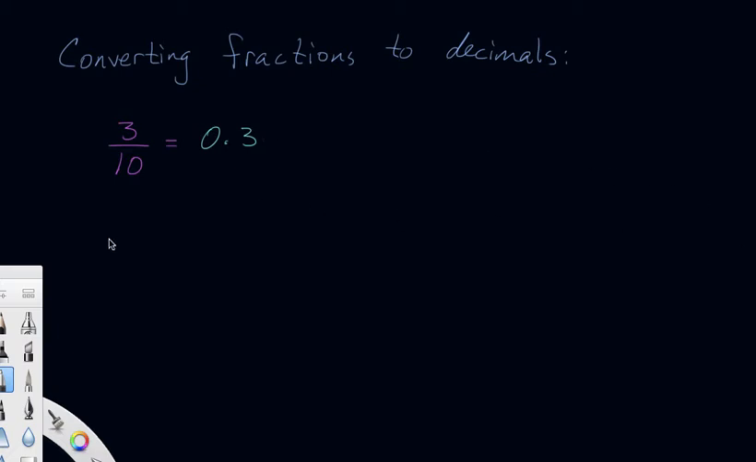Now, what if it gets a little bit harder? What if we have 2/5? Now, we don't have a fifths place value, but I know I can make an equivalent fraction and bring this 5 to a 10. So multiplying the 5 times 2 and the 2 times 2, this gives me an equivalent fraction, which is 4/10. So I know that 2/5 as a decimal is going to be 0 and 4 tenths.